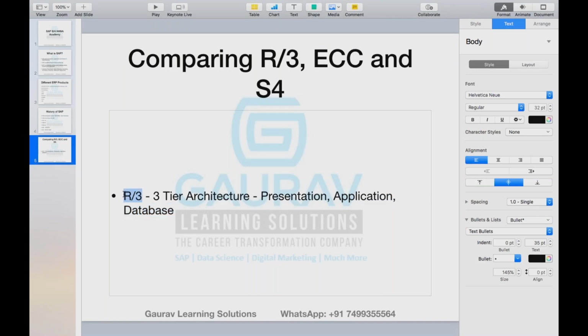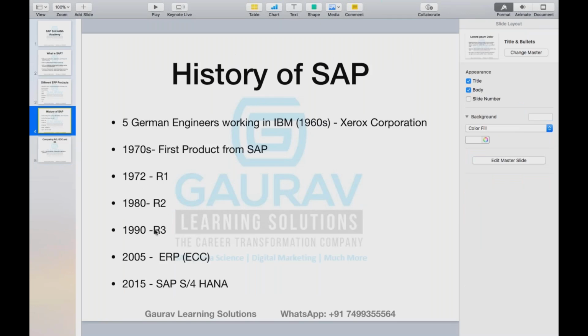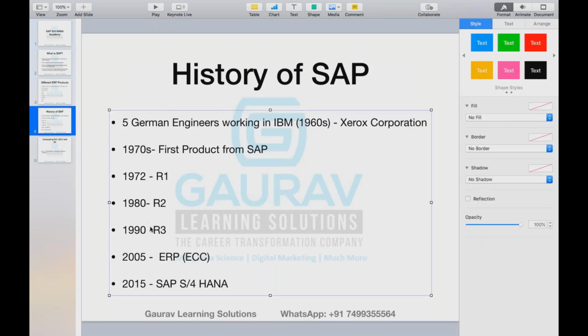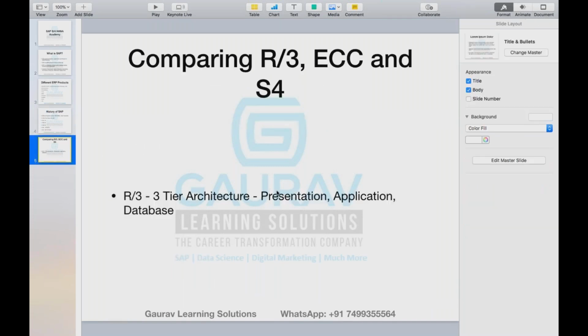What is R3? This was developed, as I told you, somewhere between the 1980s and 1990s. During that time, this was a big achievement, but nowadays it is a very straightforward activity. Even a small shopkeeper has a presentation layer in a mobile application he has developed, and you can place the order from your mobile itself. So this is not a new thing anymore. Presentation, application, and database have become very common nowadays.